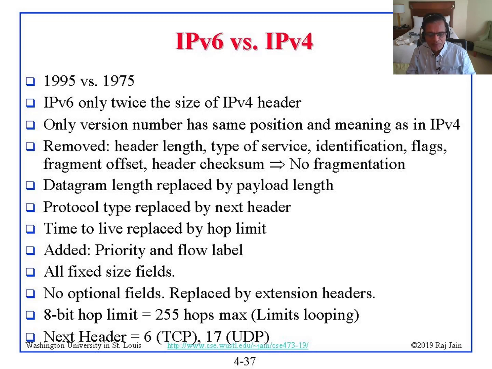The hop limit is still 8 bits. You see 8 bits here, and it was also previously 8 bits. Time to live was 8 bits, and they felt that the world has not become any longer, and therefore 8 bits, which is 256 hops, is good enough. And the next header could be TCP or UDP: 6 is TCP, 17 is UDP. There are many other numbers which belong to IPv6 itself, and there are other protocols that could ride on IPv6. But this basically indicates what the next thing after this header is.